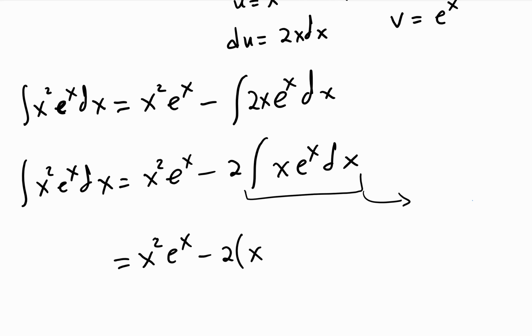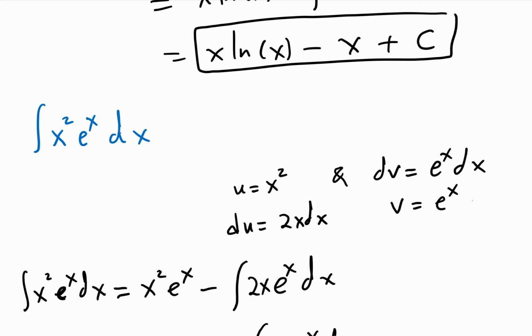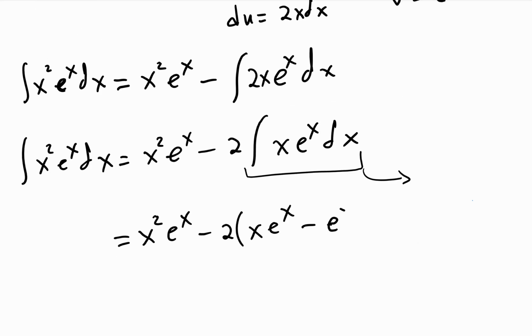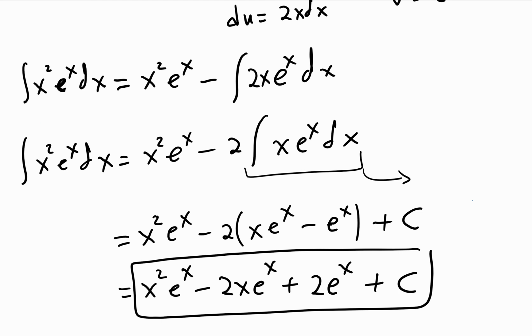So that was x e^x minus e^x. You can put the c out. So this stays the same, minus 2x e^x plus 2e^x, if you multiply it out, plus c. So that would be the answer to that problem.